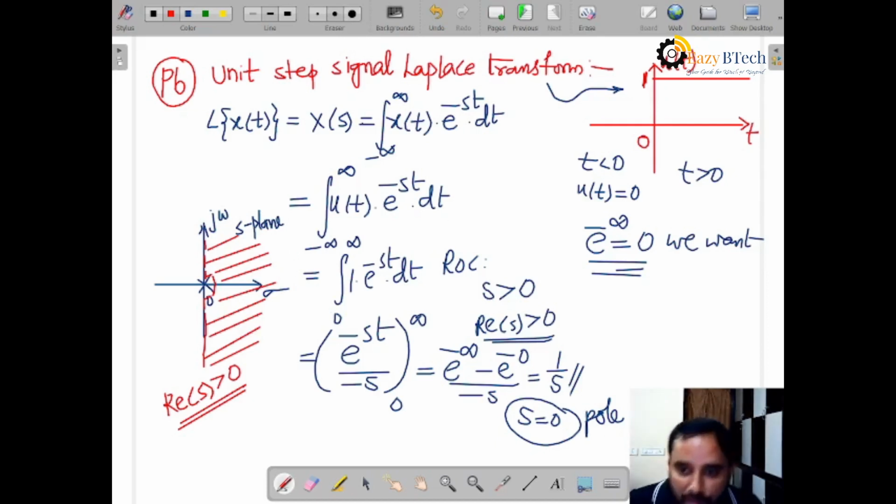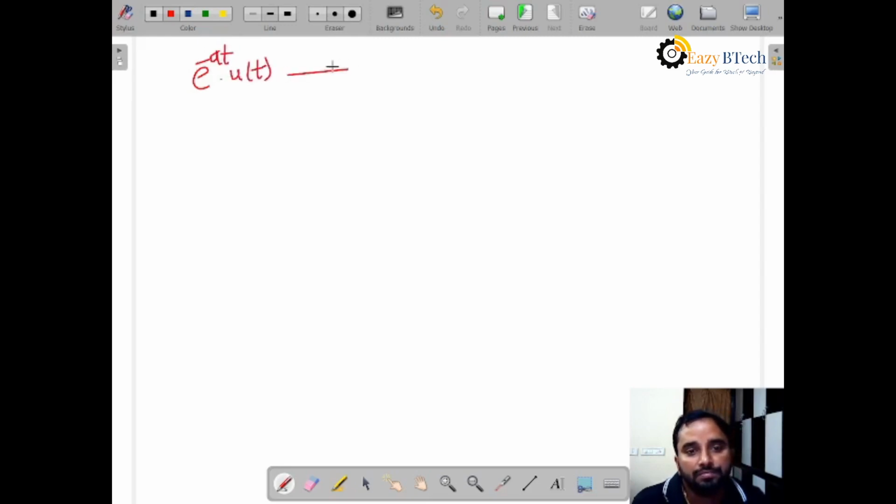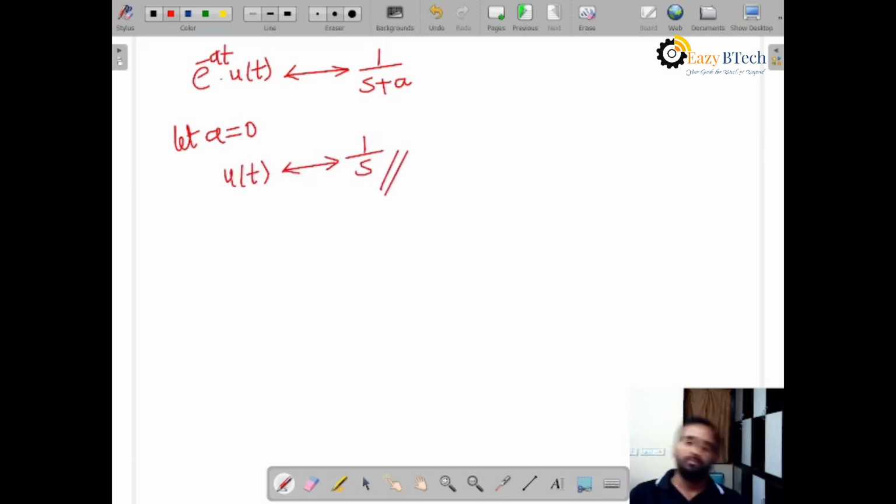Now the same problem we can do, the Laplace transform of u of t. Previously we did e power minus at u of t, the first problem. What is the answer we got? 1 by s plus a. Suppose we take a equal to 0. Then e power minus 0 is 1, u of t, right or not? So the Laplace transform of u of t will become 1 by s. Simple, 1 by s. So in this way also we can do it.